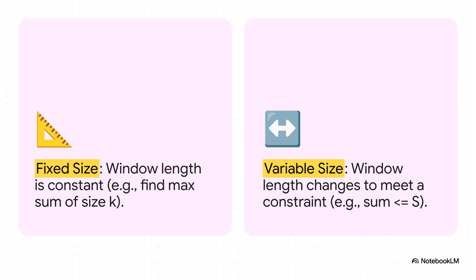And really, there are two main flavors of this. You've got your fixed size windows, which are pretty straightforward, and then you have the more interesting variable size windows. Now here's a super important tip. For those variable windows that are based on a sum, the logic almost always requires the numbers in the array to be non-negative. That's a common stumbling block.